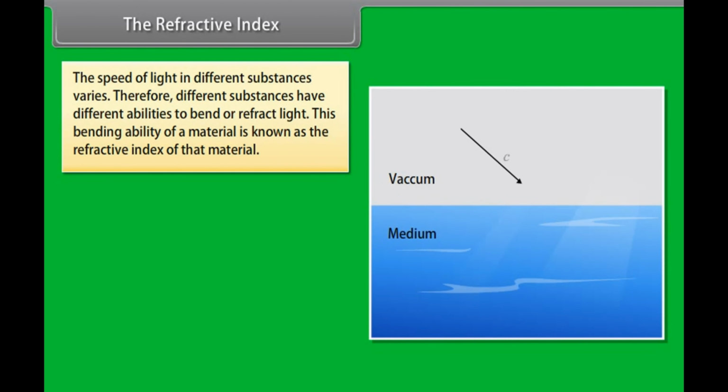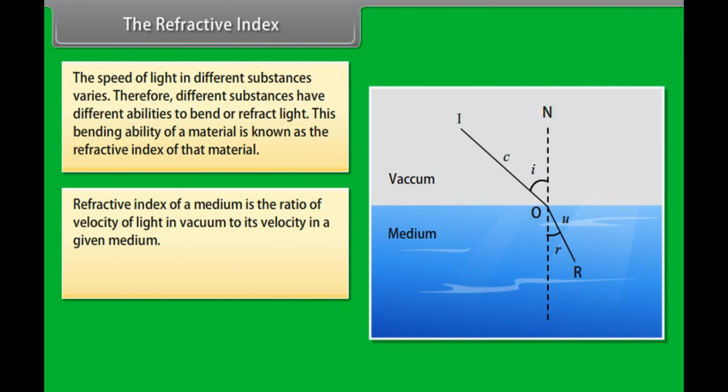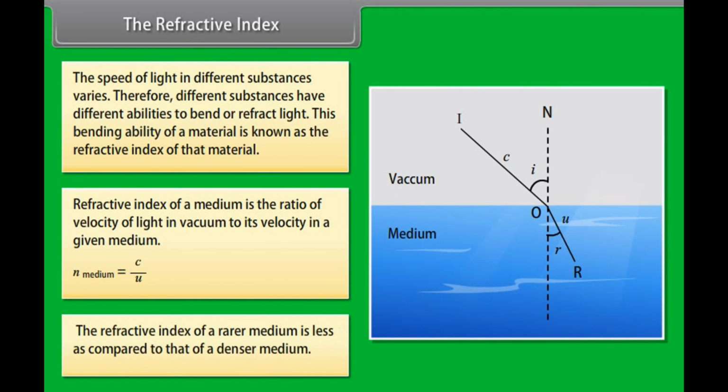The refractive index. The speed of light in different substances varies. Therefore, different substances have different abilities to bend or refract light. This bending ability of a material is known as the refractive index of that material. Refractive index of a medium is the ratio of the velocity of light in vacuum to its velocity in a given medium. The refractive index of a rarer medium is less as compared to that of a denser medium.